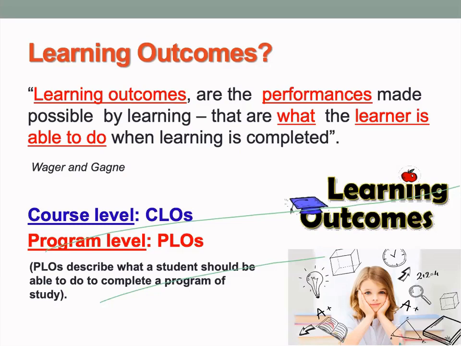Or the program is complete in the program level. So that's why in course level we have the CLO, course learning outcome, and in program level we have PLOs, program learning outcomes. So for example, PLOs describe what the students should be able to do to complete the program. Meaning that in course level, they describe what a student should be able to do to complete the course. So this is the meaning of the learning outcome.